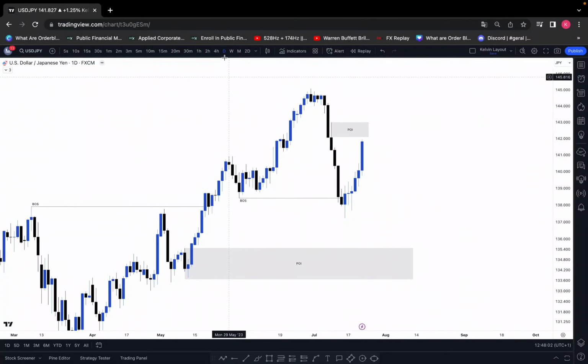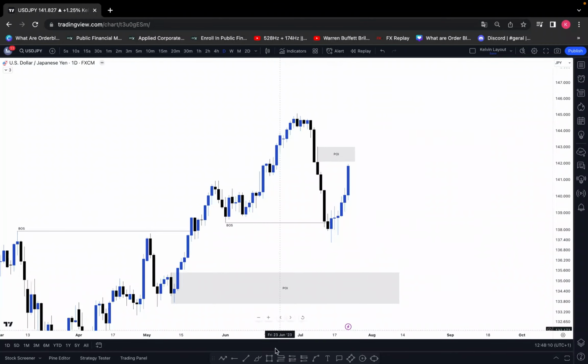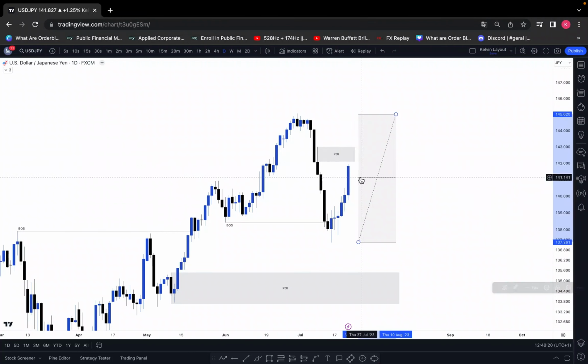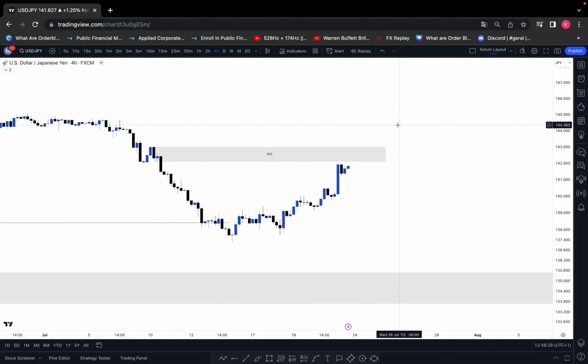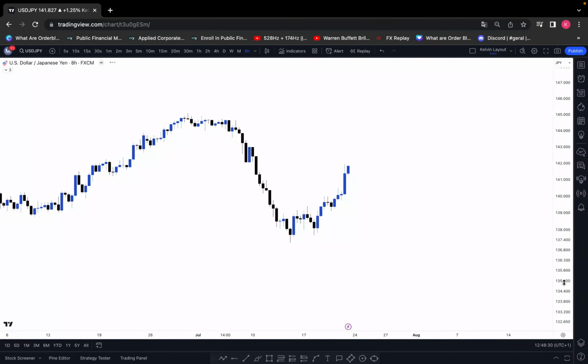Now, if we drop down to the 4 hour, we can see price had broken. It gave this change of character right here, this strong break to the downside. Now, if we use the fib, for example, from this low all the way to this previous high, we can see the price just went above 50%, which is now in the premium zone for sells, right? So if we drop down, I believe the 8 hour is much better, so let me just use the 8 hour.